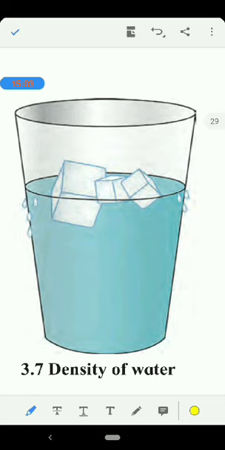Just now I told you what is required to float on water. The density of that object should be less than that of water. Then only it will float on the water. So the reason for this is that when water is converted from the liquid state to the solid state, its volume increases, it expands, and its density becomes lower than that of the original liquid. That's why ice always floats on water. Got it?